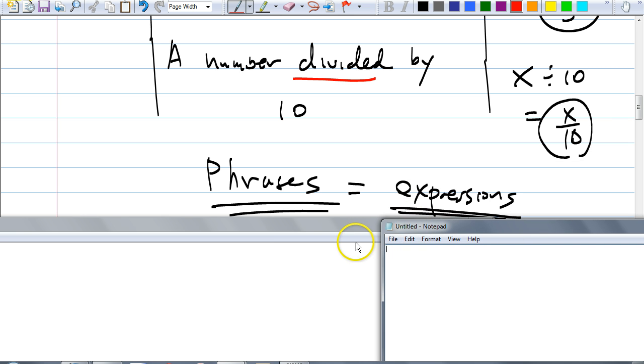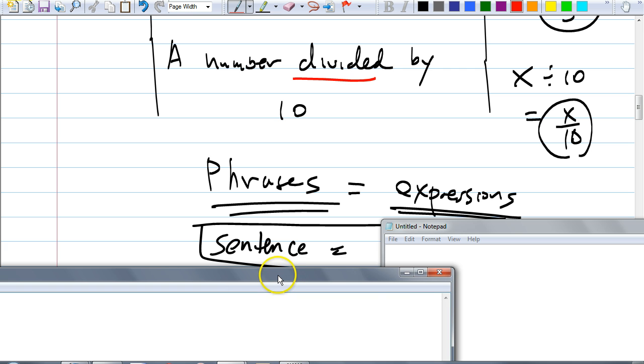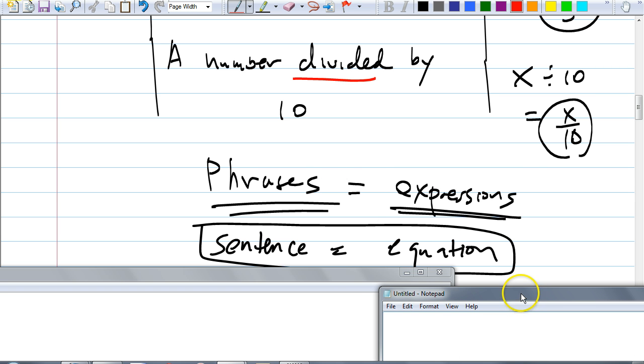Okay. So then what about sentences? That's what we really wanted to get to, right, after all. What do you think we will get when we actually translate sentences? Yes. You get an equation, that's correct. Very good. Remember, an equation is an expression equal to another expression. So if you have a sentence, you will get an equation. And that's what we're trying to get to. So write that down.